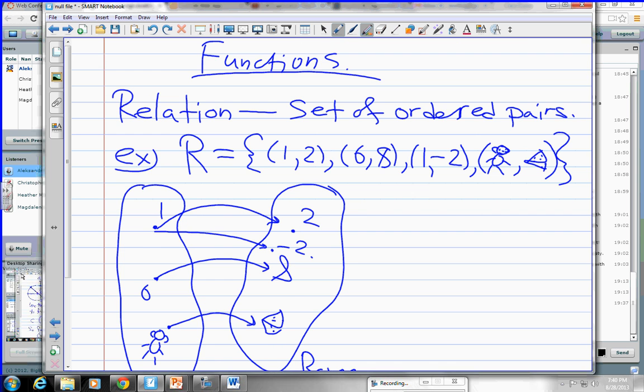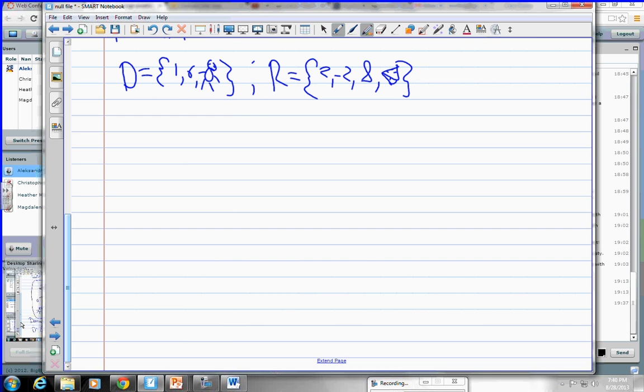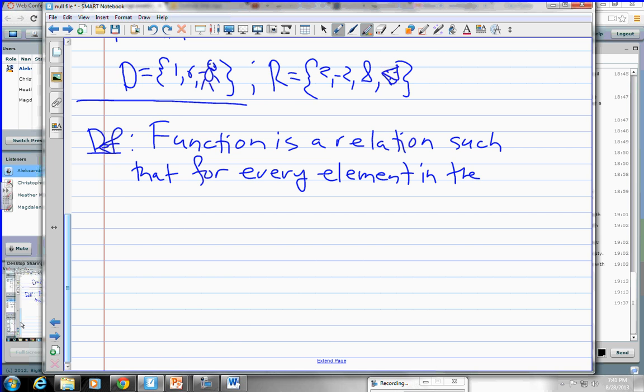Now we're really here to study a special kind of relation. We call it a function. Okay? So the definition of a function is a relation such that for every element in the domain, there is exactly one element in the range.